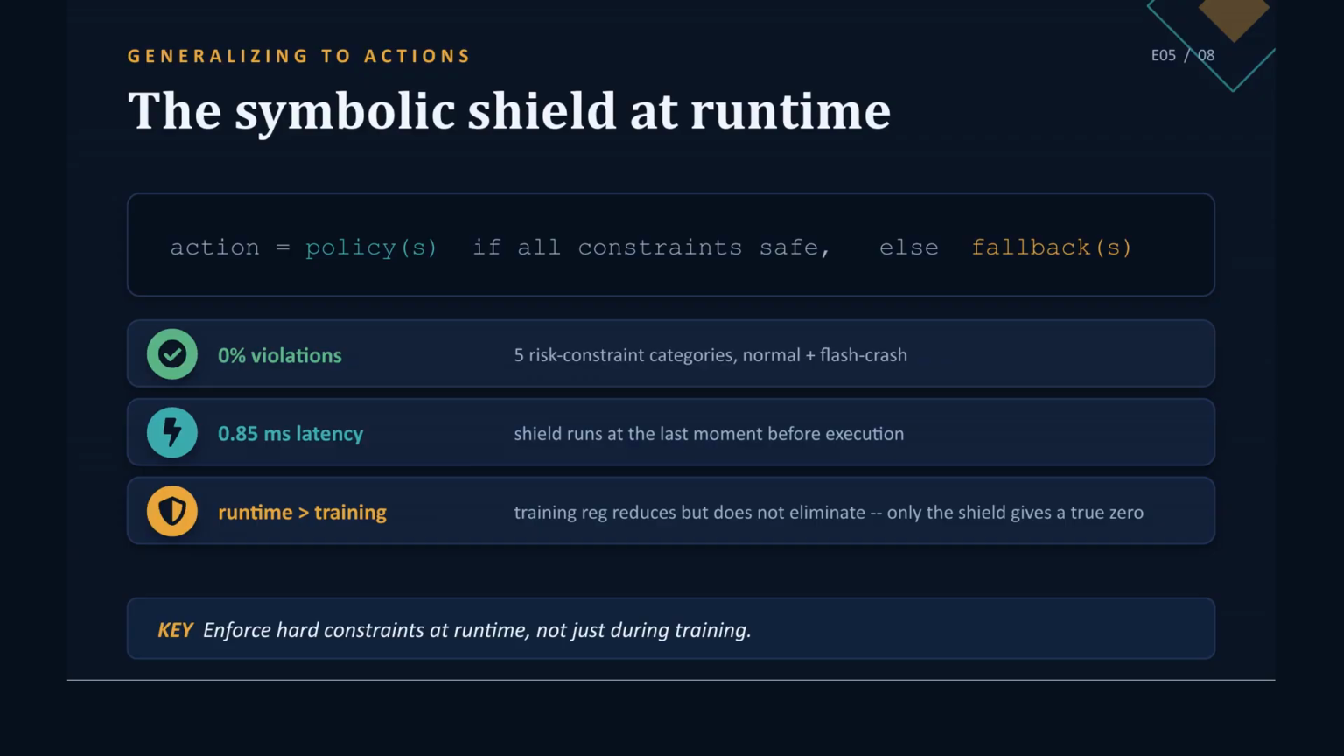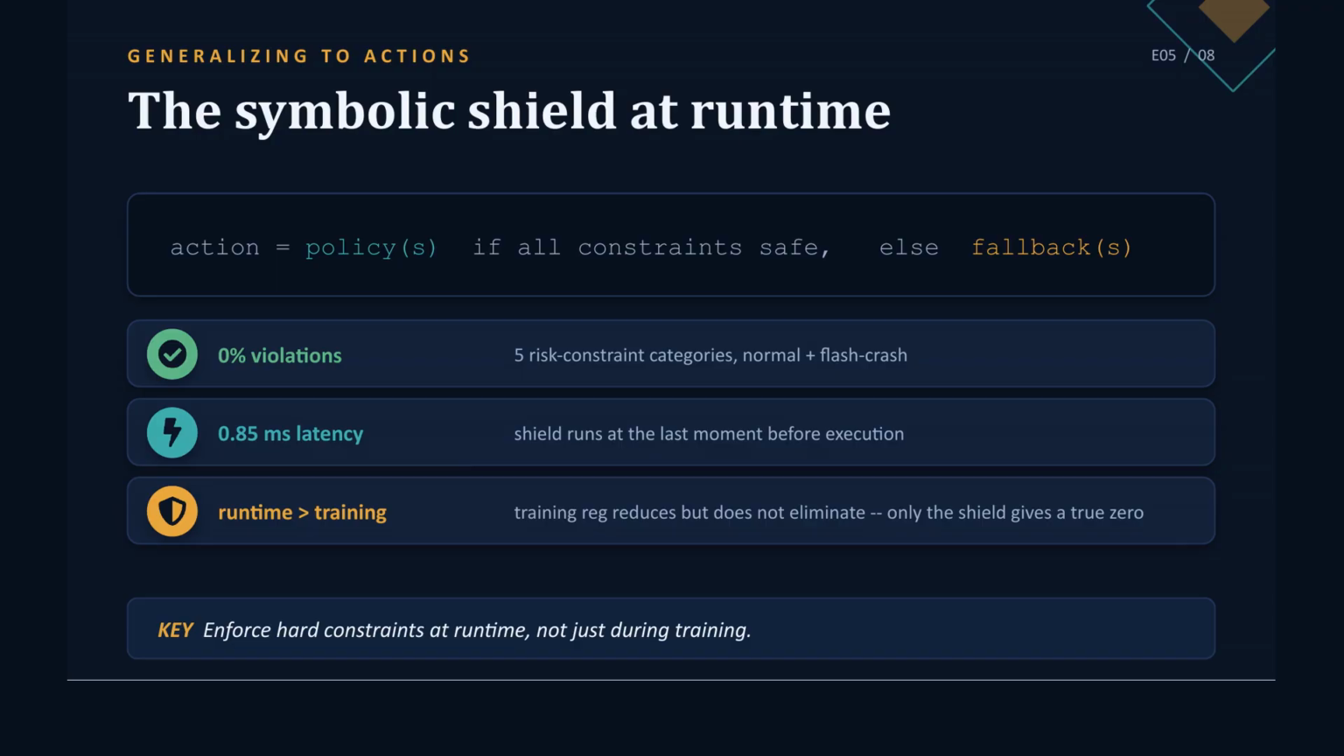The same principle generalizes beyond clinical advice, to any policy that takes actions in the world. The pattern is a symbolic shield, and it sits at the very last moment before an action executes. The learned policy proposes a move. The shield checks it against the constraint set compiled from the wiki. If every constraint is satisfied, the action goes through unchanged. If any is violated, the shield swaps in a safe fallback.